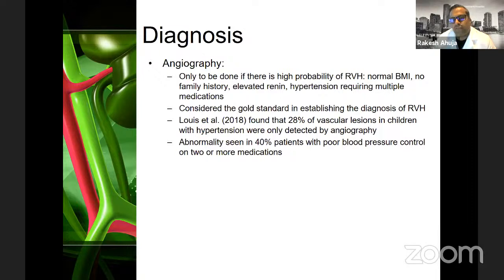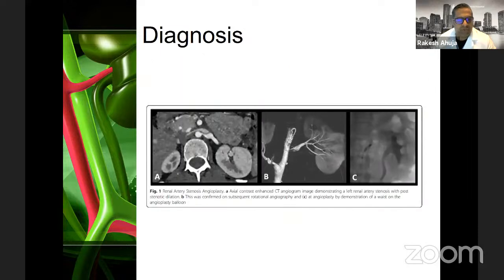In the Lewis et al. study, they found 28% of vascular lesions in children with hypertension were only detected by angiography. And then abnormality is seen in about 40% of the patients who have poor blood pressure control on multiple medications.